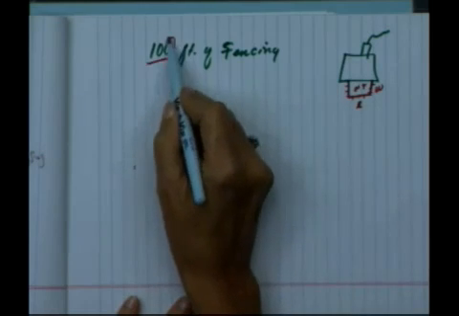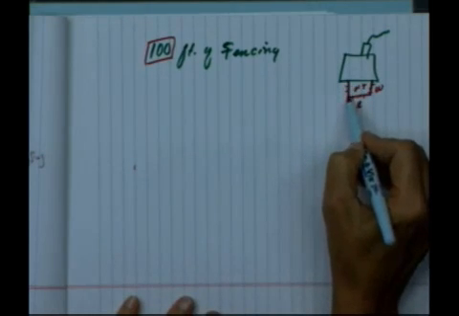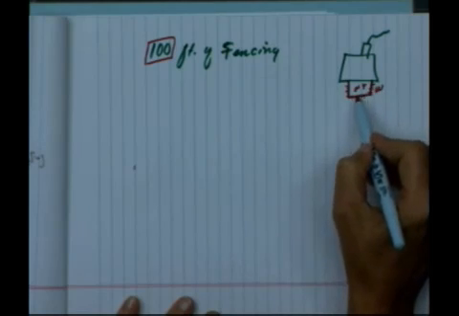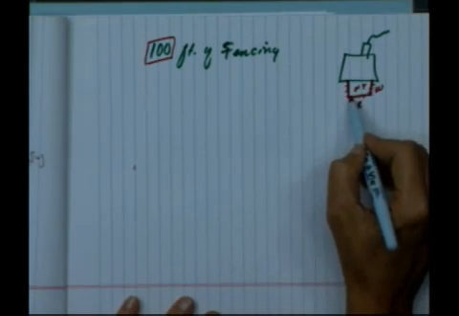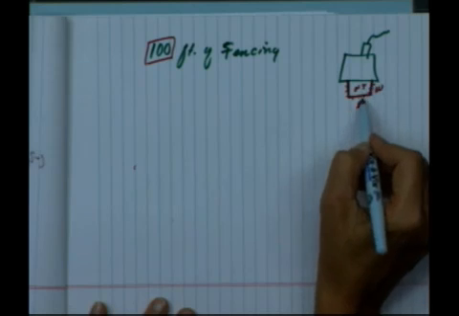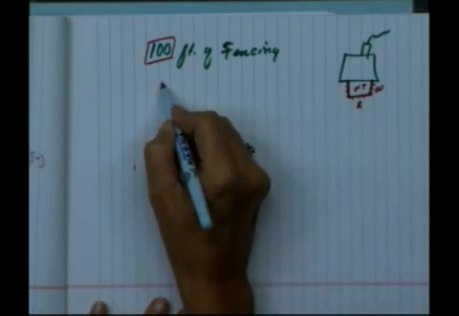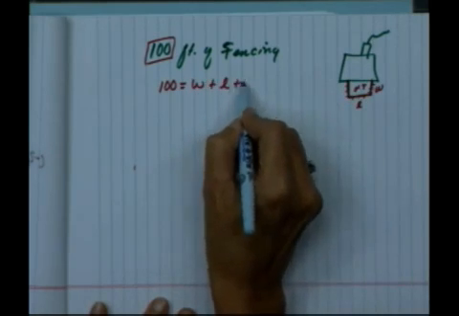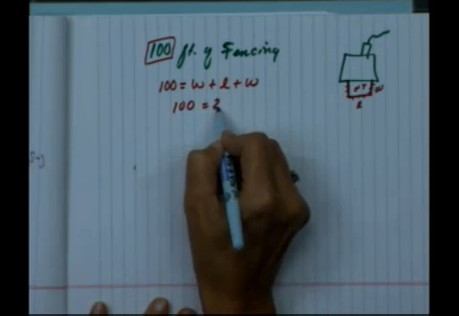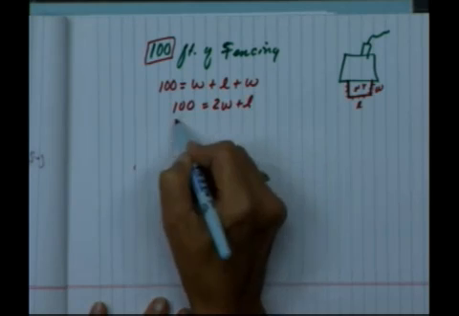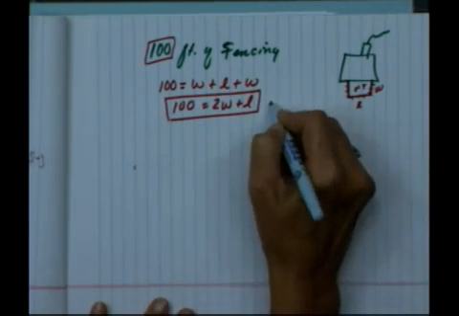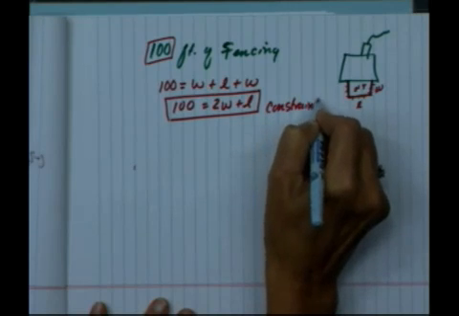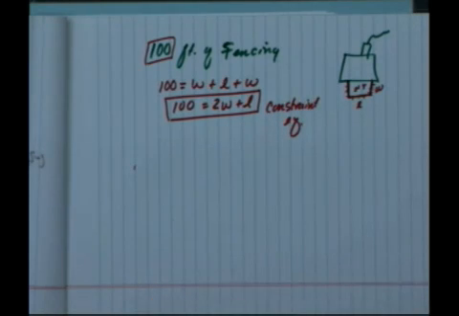So if I want to use all 100 feet of fencing, what is my formula going to be that describes that 100 feet? 2W plus L. Okay, exactly. I have 100 feet that's going to fit right here. Is that correct? So I would say 100 has to equal a W plus a L plus a W, or 100 equals 2W plus L. All right. Now that is what is called a constraint equation.